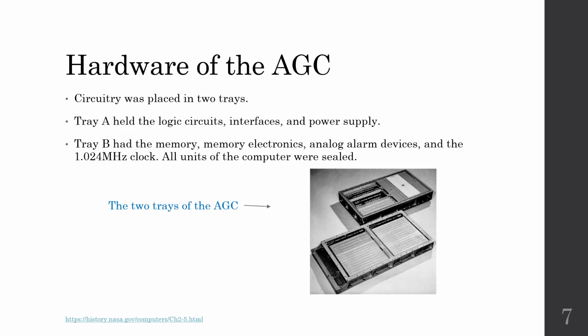The circuitry of the AGC was placed in 2 trays, Tray A and Tray B. Tray A held all the logic circuits, interfaces and the power supply required for the AGC, and Tray B had the memory electronics, analog alarm devices and the clock. All units of the computer were sealed. In the given image we can see the 2 trays of the Apollo Guidance Computer, which contain 24 logic modules each and all the digital circuitry required.